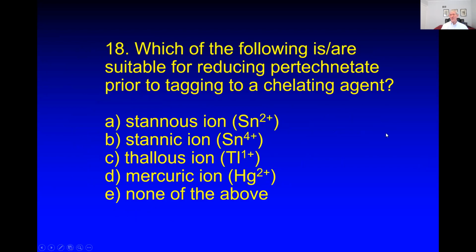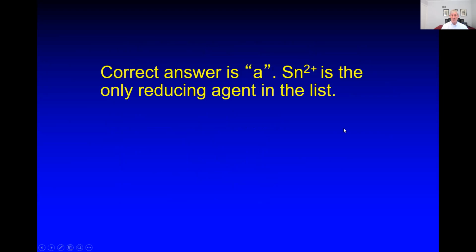Okay. Which of the following would be a good reducing agent for technetium? A, stannous only. Stannic has been oxidized to the highest form. It can't be a reducing agent anymore. So stannous is the only one.